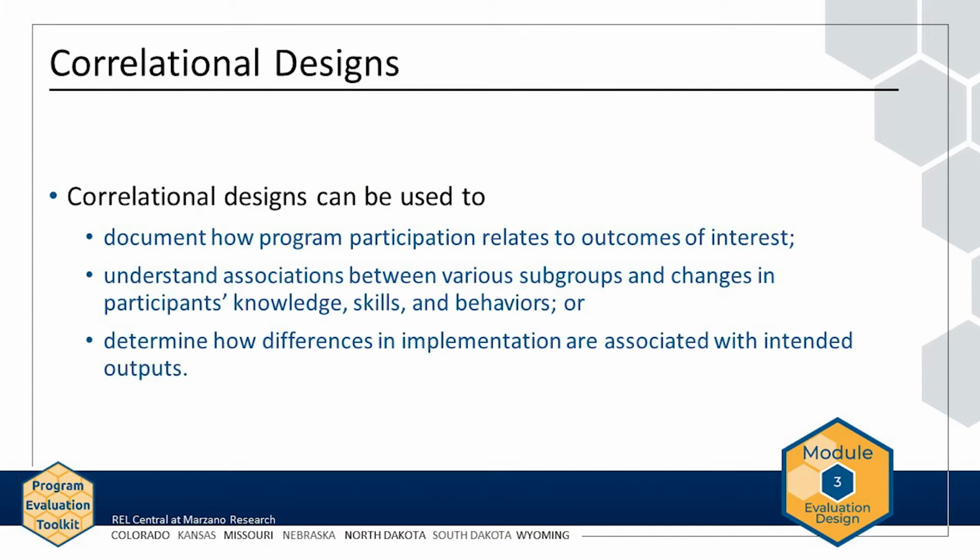Next, let's look at correlational designs. A correlational design involves identifying a relationship between two variables and determining whether that relationship is statistically meaningful. Correlational analyses do not demonstrate causality. You might learn that X is related to Y, but you cannot confirm that X caused Y in a correlational design.